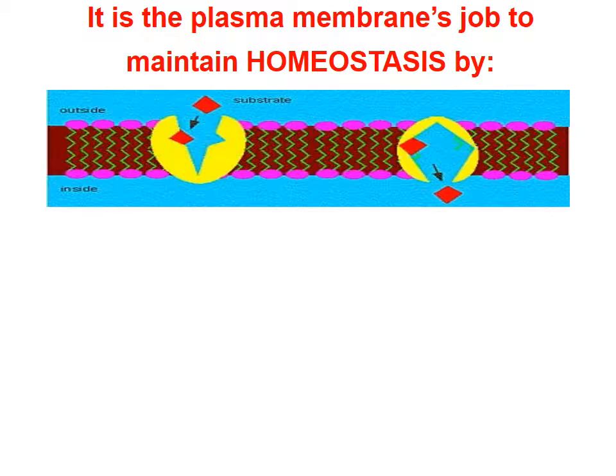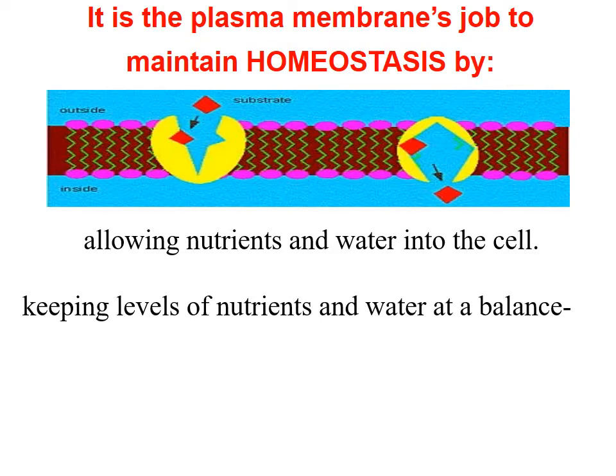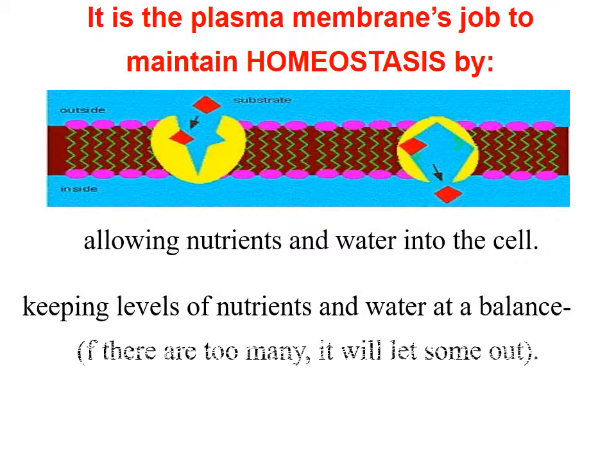Your plasma membrane has three distinct jobs. First, it allows nutrients and water into the cell. Second, it's going to keep the levels of the nutrients and water at a balance. If there are too many, it's going to let some out. If there's not enough, it's going to let some in. Third, it's going to allow waste products to leave the cell.